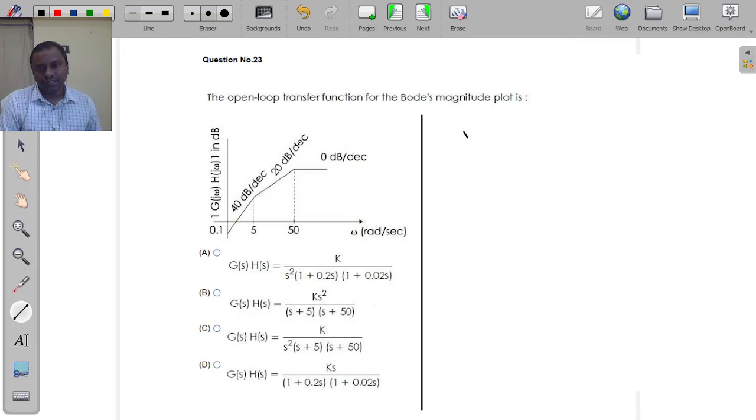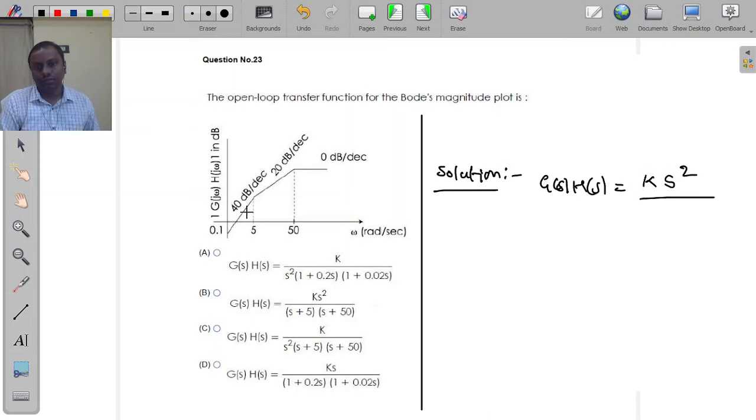So G of s, H of s must have some gain constant K into 2 zeros at origin, because the initial slope will give the idea how many poles or zeros at origin. So K s square. The next corner frequency is 5. Now the slope, initially 40, becomes 20, decreased in the sense a pole is added; a pole contributes minus 20 dB per decade.